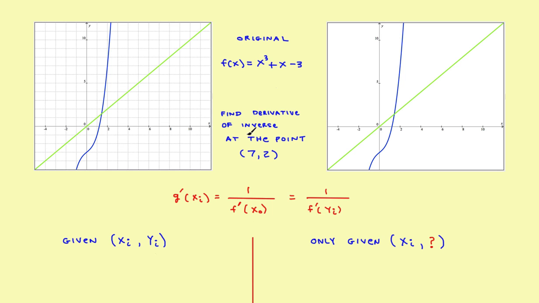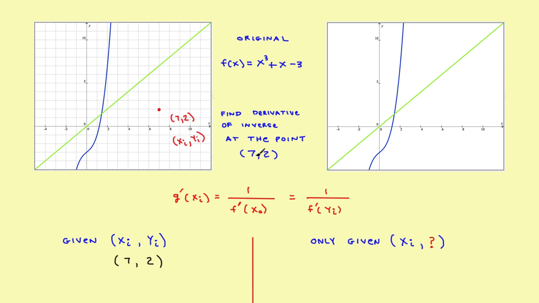Now, the first possibility, if you're lucky, the problem will say find the derivative of the inverse, and it actually gives you the point 7 and 2. So what this is, we'll go ahead and write this right here, is it gave you the x value of the inverse, which was 7, and luckily, it also gave you the y value of the inverse, which is 2. So if you actually plot this point, if you go over to 7 and up to 2, you've got a point right here. This is the point 7 and 2, and it's the x value of the inverse and the y value of the inverse.